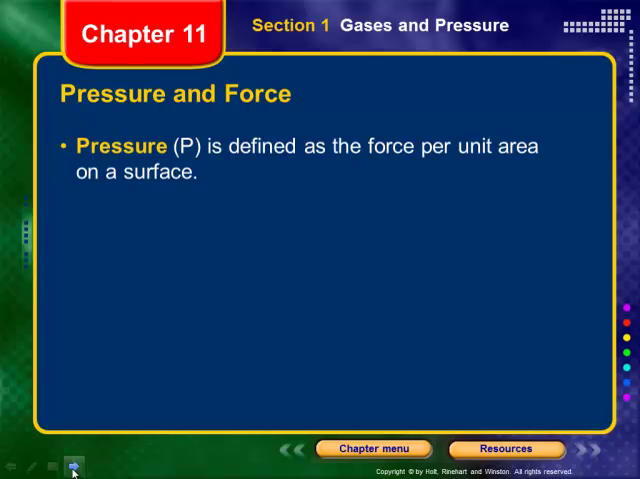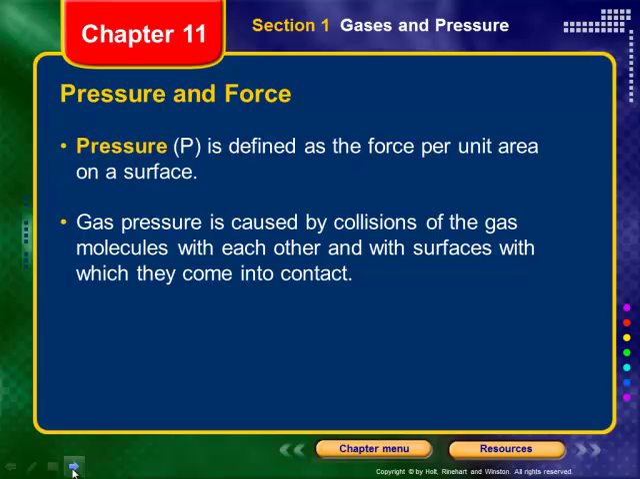Pressure, and now you'll see we're into chapter 11. So here we're really starting on chapter 11. Pressure is defined as the force per unit area on a surface. Gas pressure is caused by collisions between the gas molecules and the surface of the container.